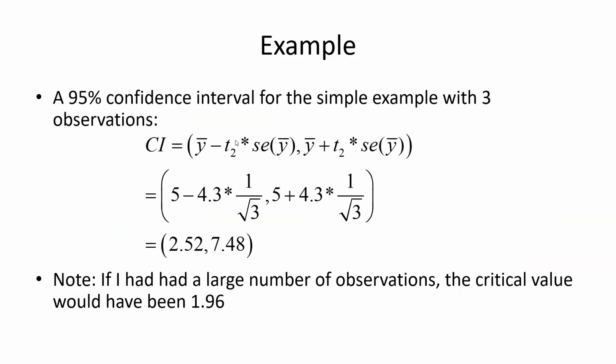So I have my degrees of freedom. Here is the t-distribution with 2 degrees of freedom. The critical value is 4.3 from the computer or table. And then we have the standard error of y bar here, and that is 1 divided by the square root of 3, because we have 3 observations and we have the square root of n down here, right? The standard deviation is 1, and here we have square root of n. And that gives some value. And if we had a much larger number of observations, then instead of 4.3, we would have had 1.96 here.